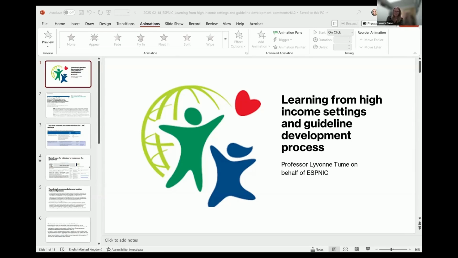So I was asked to talk about learning from high-income settings and the guideline development process that we used in the European society. And I'll be less than 10 minutes. So this is the paper that we produced in 2020. There was a large, multidisciplinary group of us in the European society. You can see that it was nurses, doctors, dietitians, and academics as well. This was a systematic review and it led to 32 recommendations.